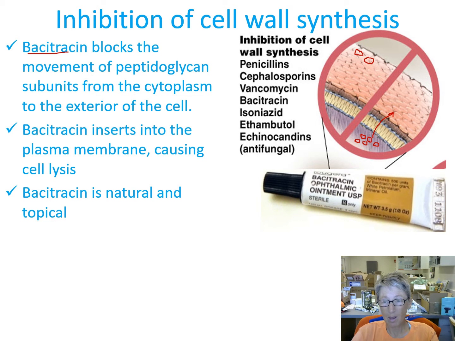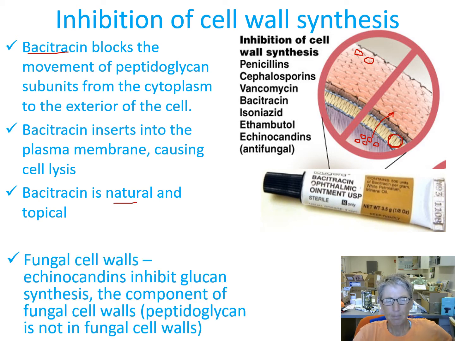Bacitracin inserts into the plasma membrane, so that's here, this is a plasma membrane made of a phospholipid bilayer, and causes cell lysis. Bacitracin is a natural drug, and it's topical, so you put it on your skin. If you're dealing with a fungal cell wall, echinocandins will inhibit glucan synthesis of the cell wall. You can use echinocandins to inhibit building of a cell wall in fungus.